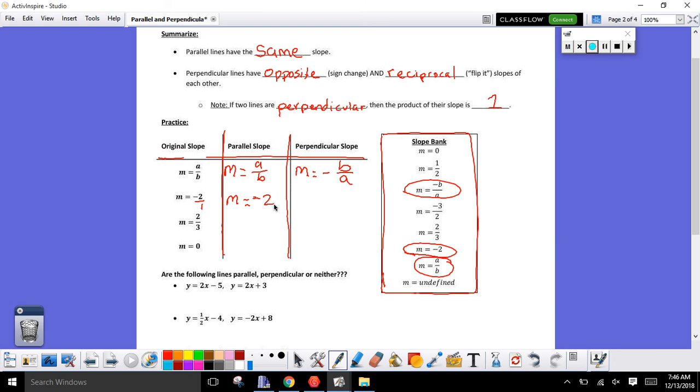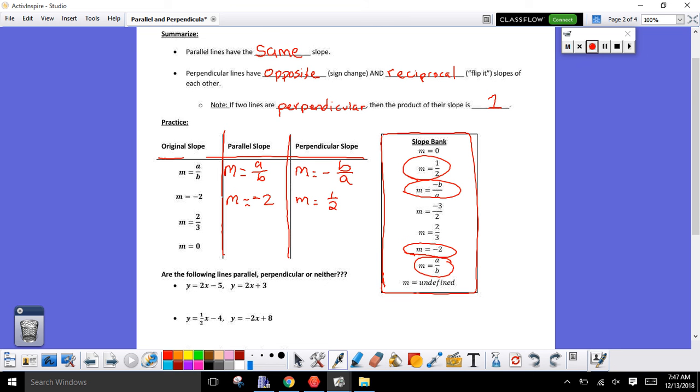Now for perpendicular lines, remember the sign switches. If it was negative, now it's going to be positive. And the 1 goes to the top and the 2 goes to the bottom. So I'm looking for a positive 1/2, and we have it right here. That is going to be the perpendicular slope of negative 2. Let's move on to the next one.